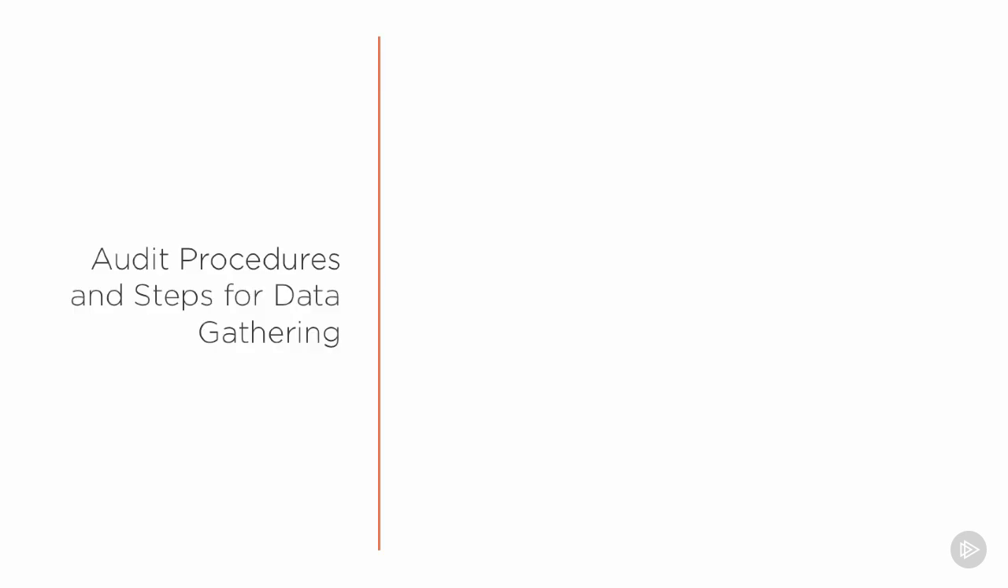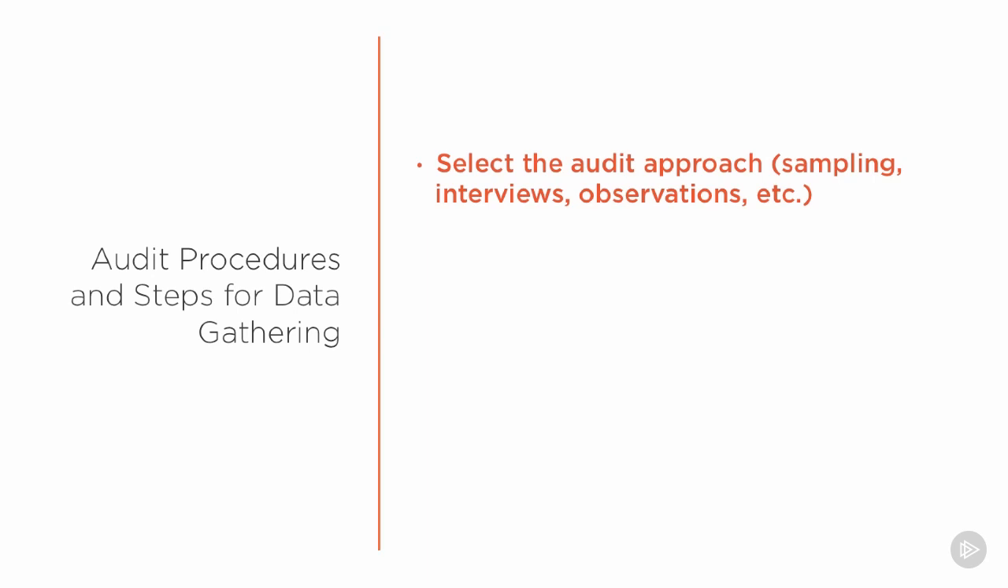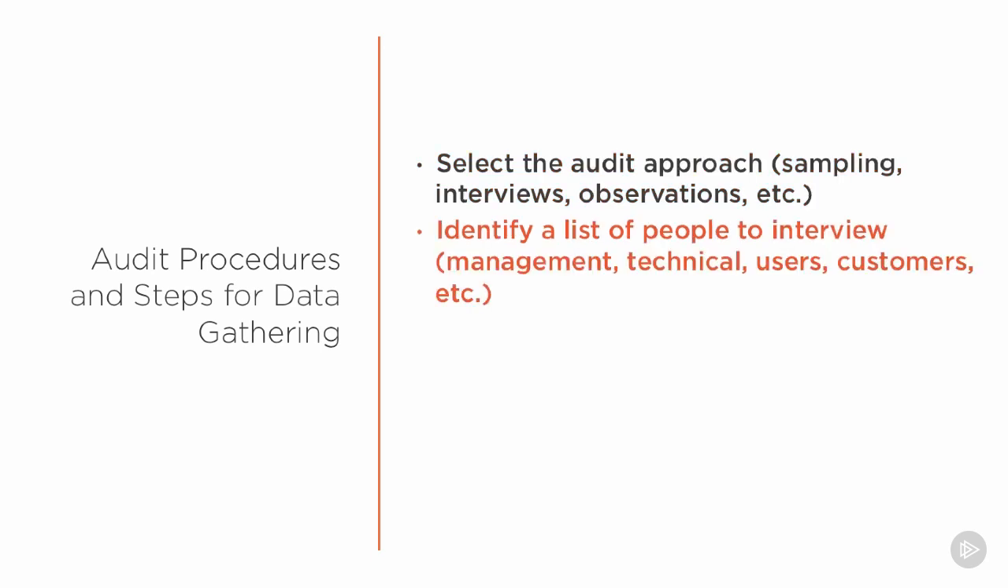The audit procedures and steps for data gathering is to select the correct audit approach. How are we going to gather the test data necessary that we can come to an accurate audit conclusion and finding? We may, of course, do sampling of certain transactions. We may conduct interviews, or in some cases, we'll observe how a process actually works.